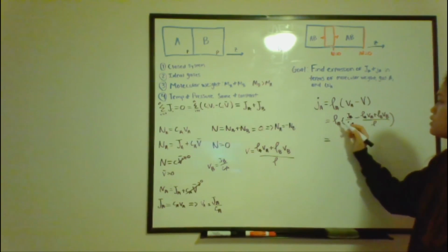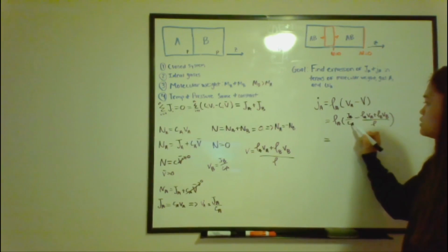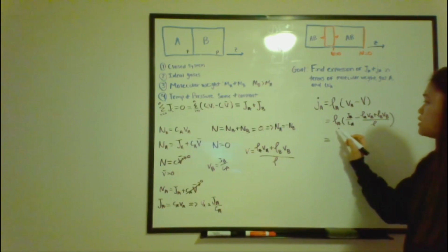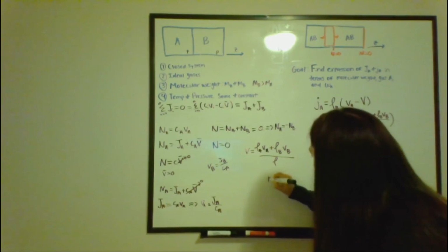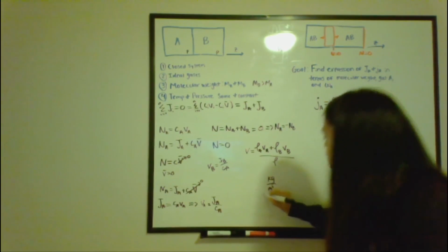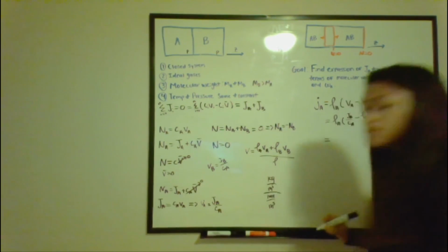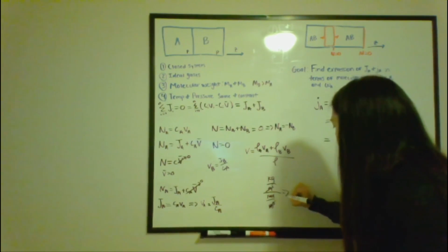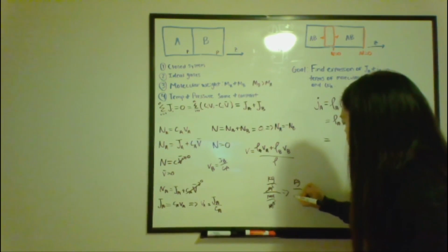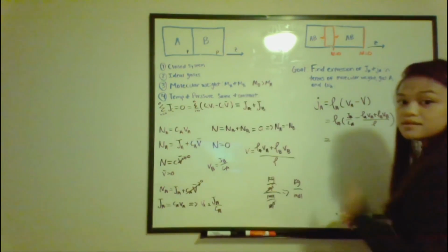If we distribute the mass concentration to this first part of the expression, we get the mass concentration of A over the molar concentration of A. Now, what is that? Mass concentration is kilograms over meters cubed. Molar concentration is just moles over meters cubed. Those meters cubed cancel, and you're left with kilograms per mole. And what is that? Molecular weight.